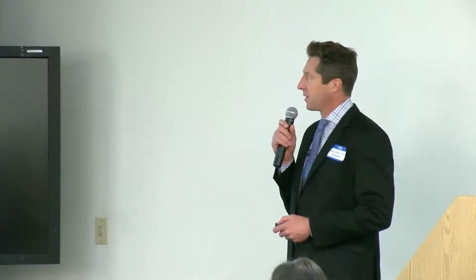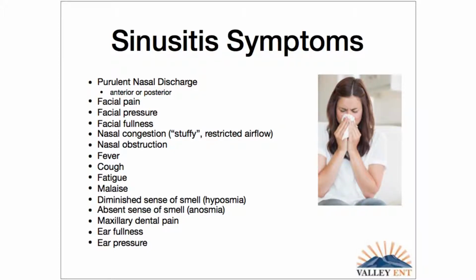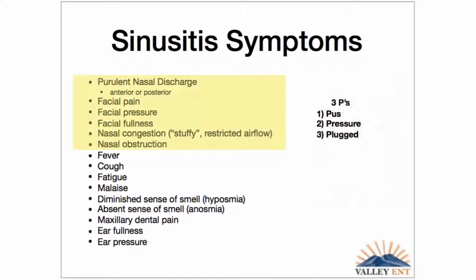Definitions: rhinosinusitis, very simply, it's symptomatic inflammation of the paranasal sinuses and nasal cavity. Here's a litany of sinusitis symptoms that patients get. I just want to focus on these top ones because they're very specific for sinusitis. So patients with sinusitis get what I like to call the 3 Ps: pus, pressure, and plugged. So all patients with sinusitis have purulent nasal discharge, regardless of the type of the sinusitis. They have to have purulent nasal discharge to get a diagnosis of sinusitis. They also will get pressure, which I lumped facial pain, pressure, and fullness together as pressure. And these patients will get plugged, so they'll have nasal congestion or nasal obstruction.